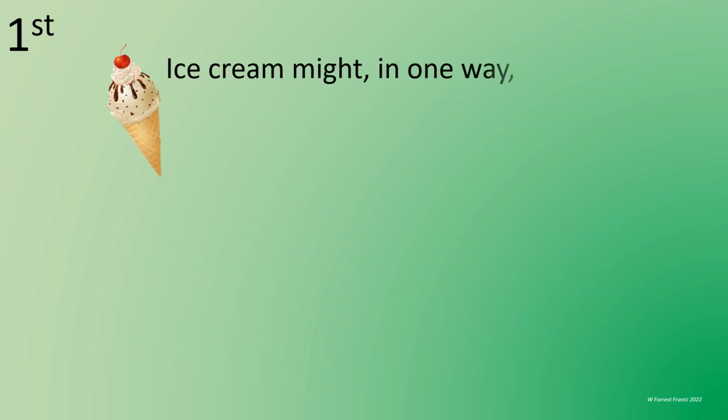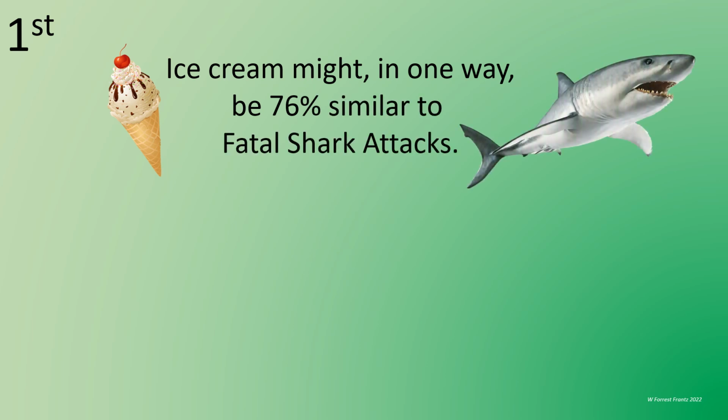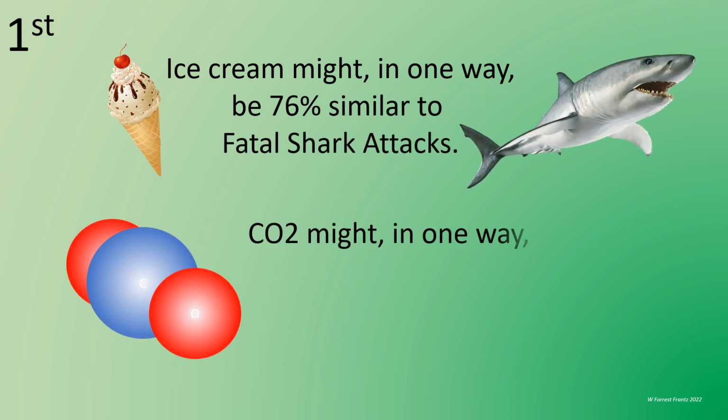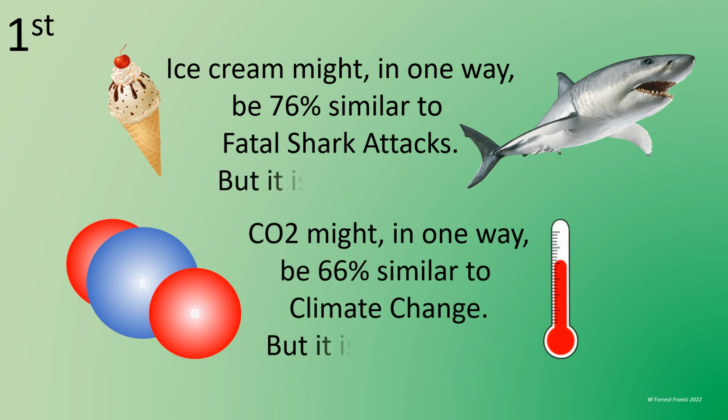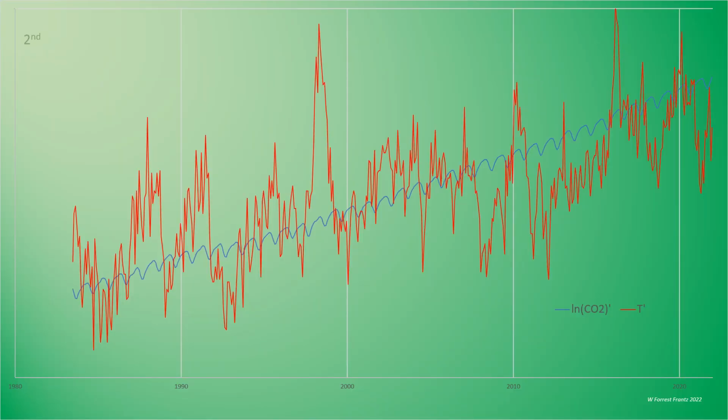The equation for correlation, R, also includes the variability of CO2 because correlation is looking for similarity, not cause. Ice cream sales might, in one way, be 76% similar to fatal shark attacks, and CO2 might, in one way, be 66% similar to climate change, but neither are a cause.